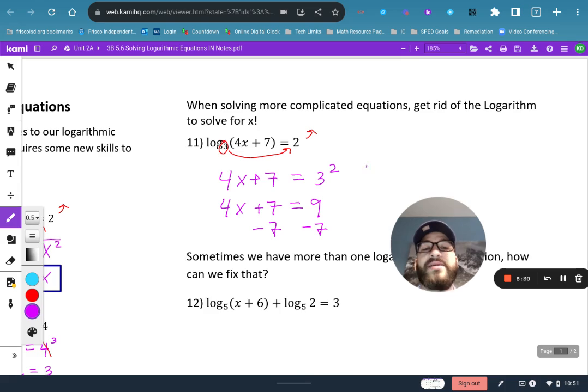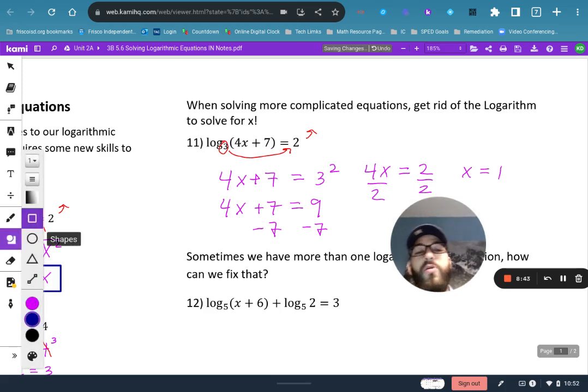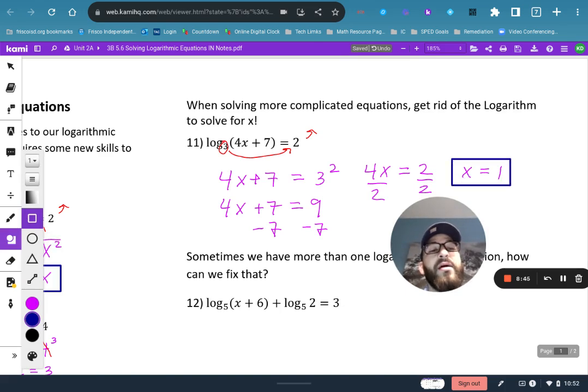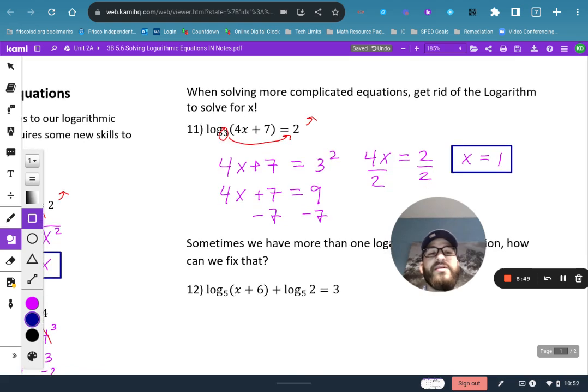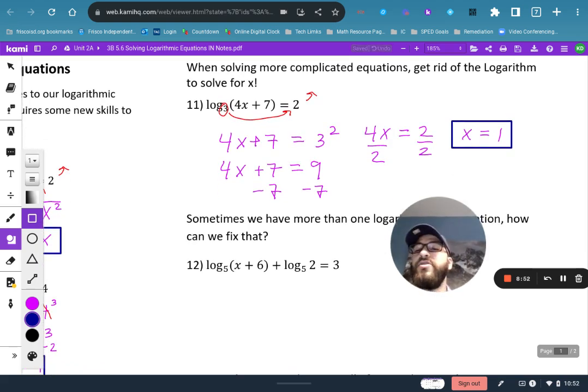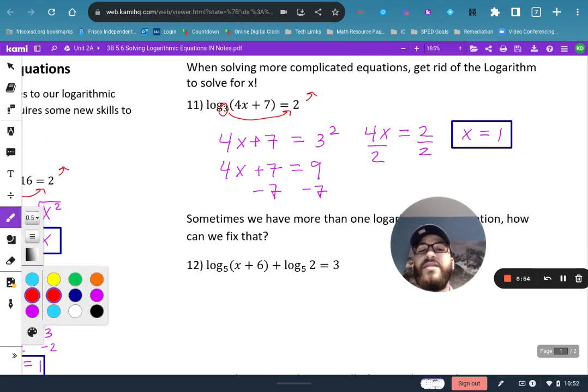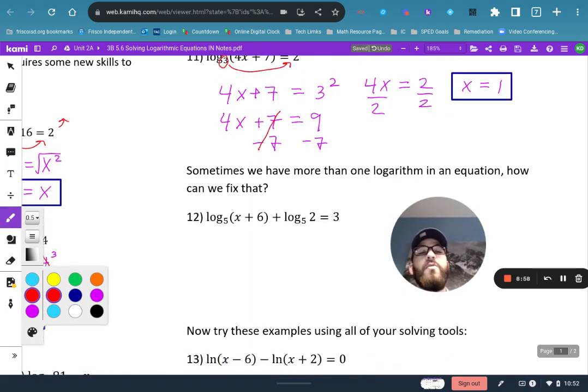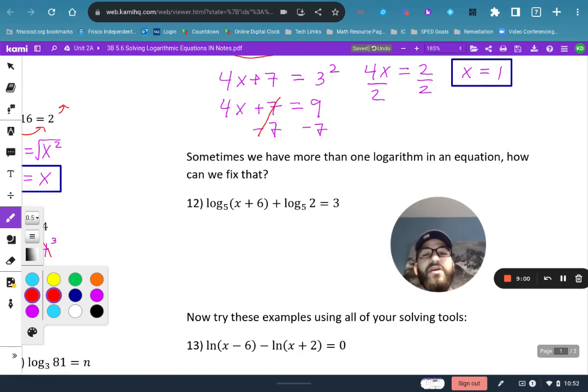We get 4x is equal to 2. Divide by 2 on both sides, and we get x is equal to 1. So all we're doing is adding in our logarithm skills, our properties of logarithms, to make our solving a little bit simpler. Nothing too crazy. This is the natural evolution of what we've been working on over the last couple of days of notes.